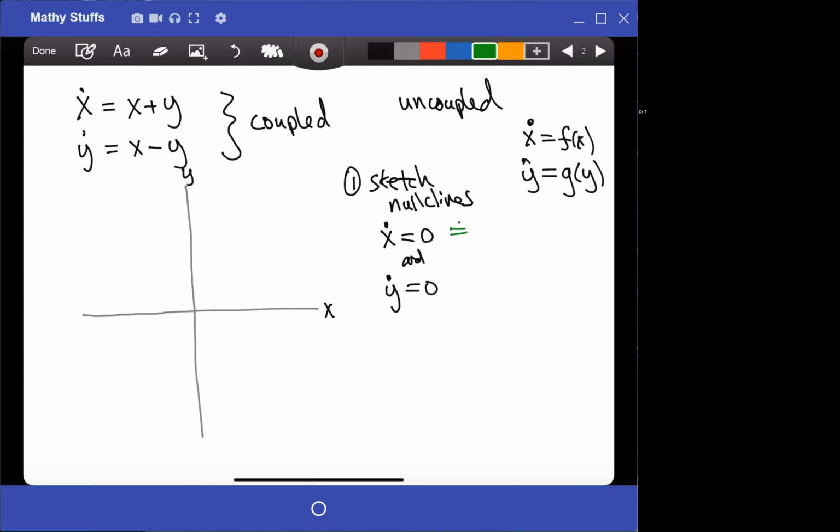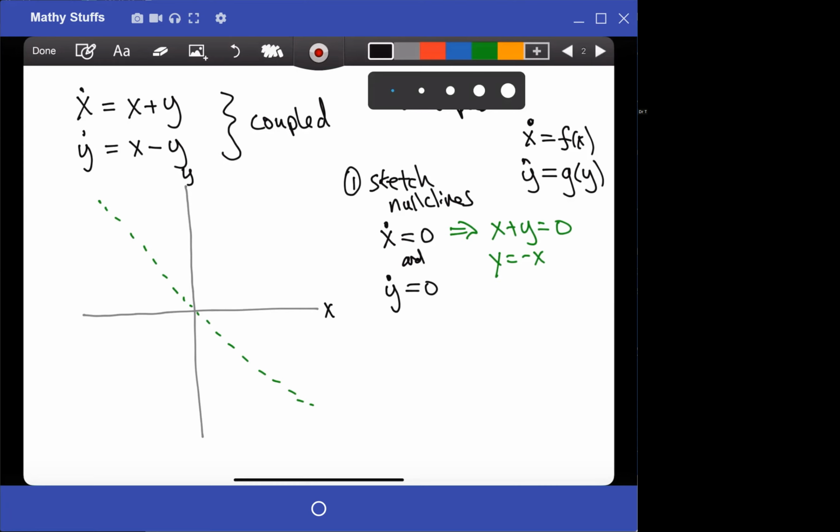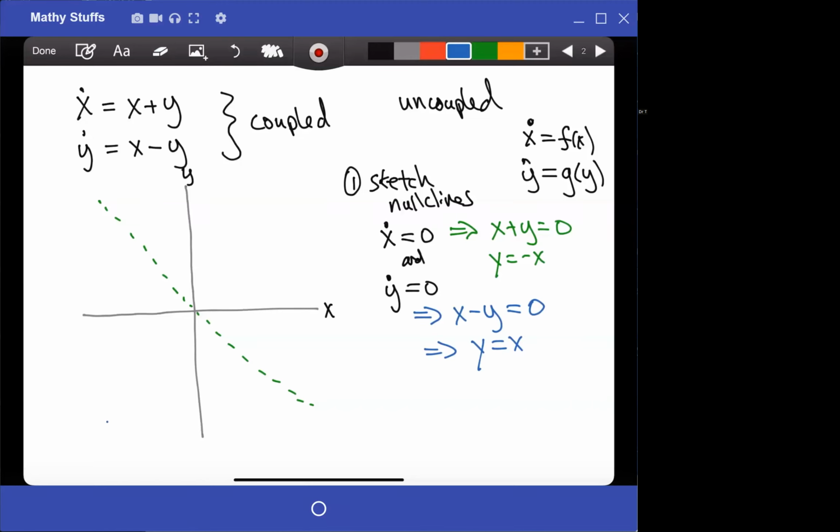So x dot equals 0 when x plus y equals 0. And that is going to happen when y equals negative x, all along that diagonal line there. And for the y dot equals 0, I'm just looking for a different color here. The equation is x minus y for y dot, so I get x minus y must equal 0 if y dot equals 0. And that happens when y equals x, so the other diagonal over here. And I'm trying to make those dotted because if I make them solid, we might get confused and think they are trajectories. So that's step one, sketch the nullclines.